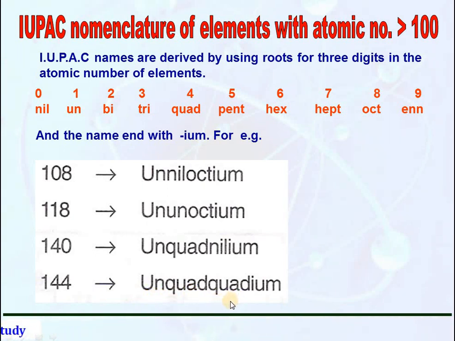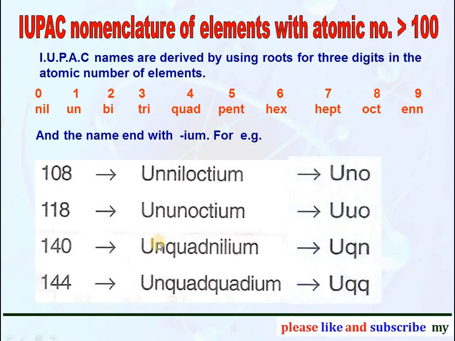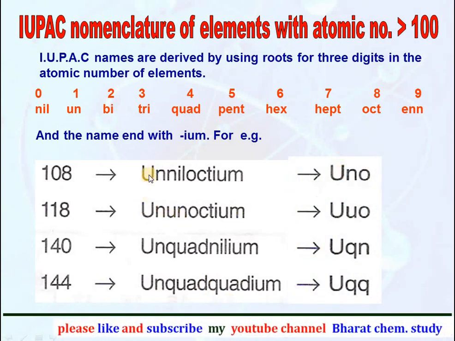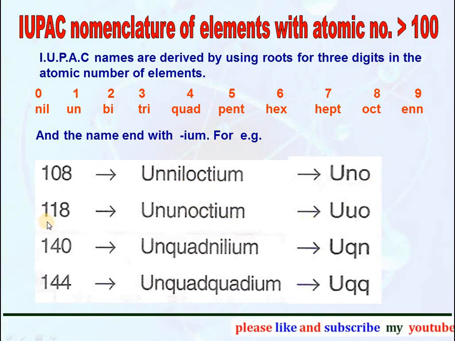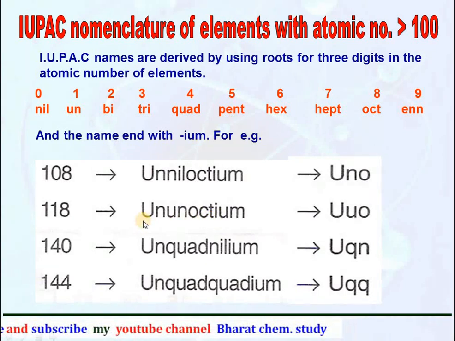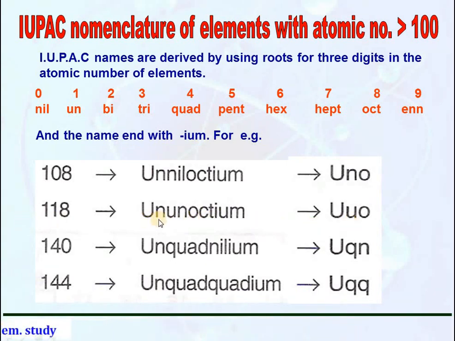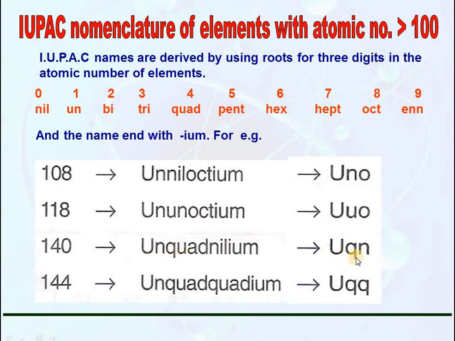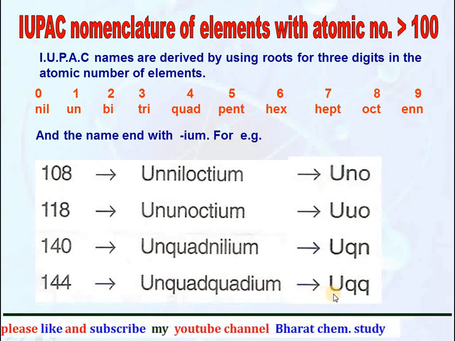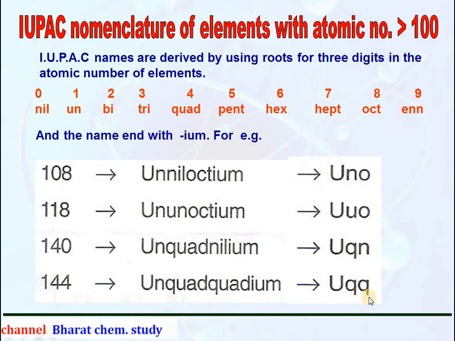The symbols for these elements will be represented as, for 108, capital U for un, small n and small o for nil and oct. Similarly, for the element ununoctium, we use capital U for un, small u for another un and small o for oct. And similarly, we use the symbol capital U small q small n for unquadnilium and capital U small q small q for unquadquadium.